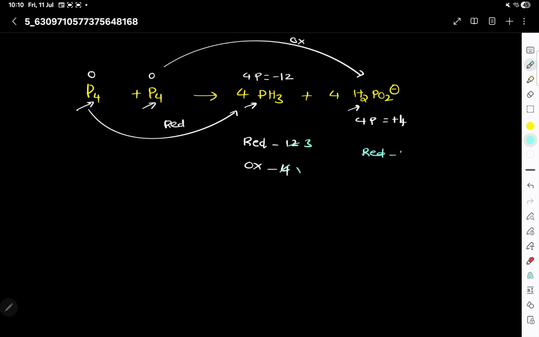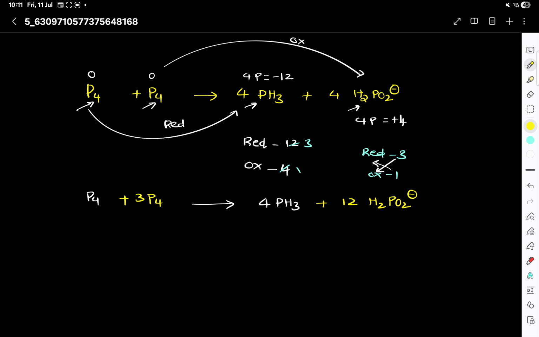Cancel the common factor. So reduction 3, oxidation 1, and cross multiply the change in oxidation number. Reduction multiply with 1: P4 gives rise to 4 PH3. Oxidation multiply with 3: 3 P4 gives rise to 12 H2PO2 minus. So cross multiply the change in oxidation state.